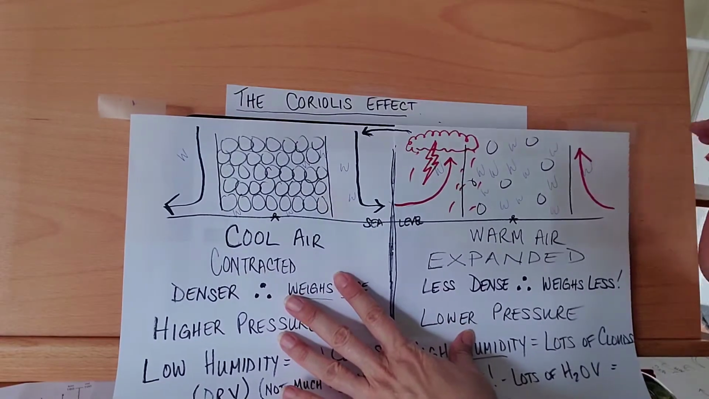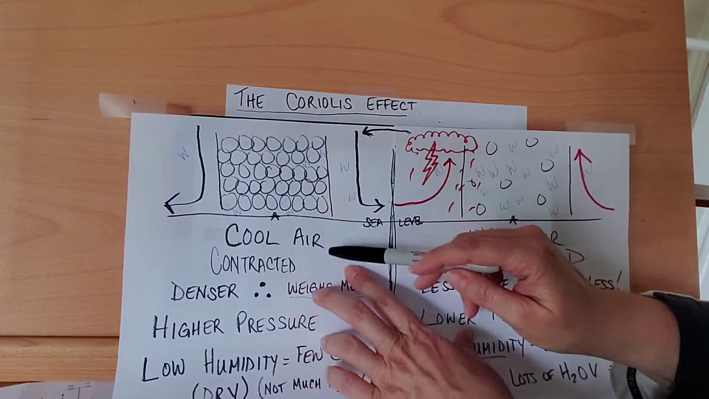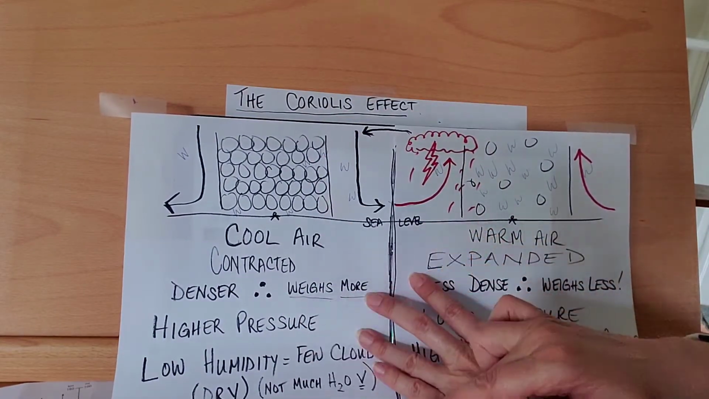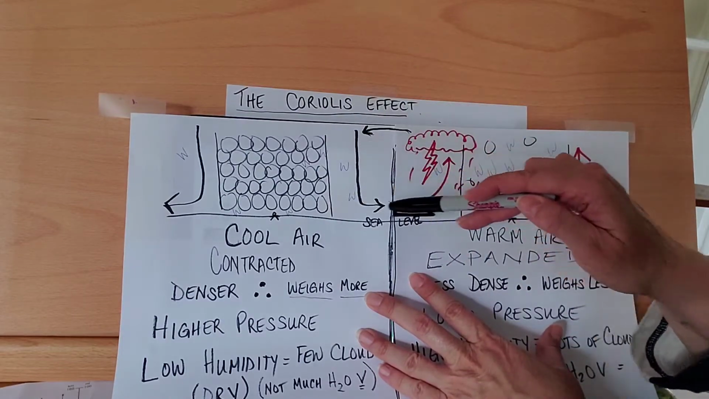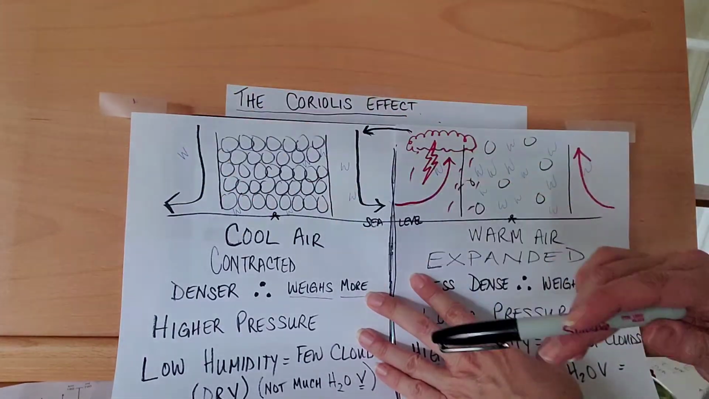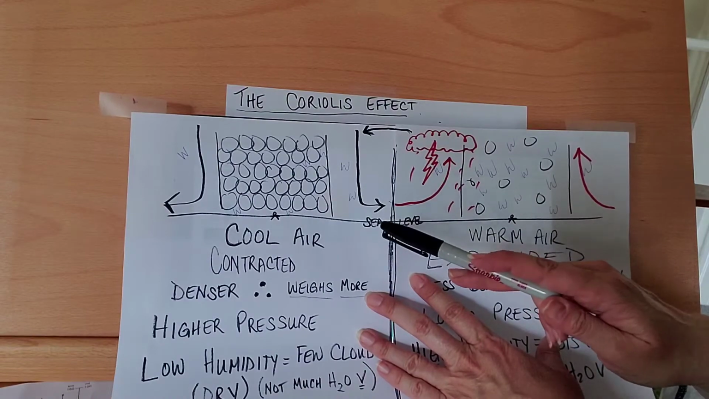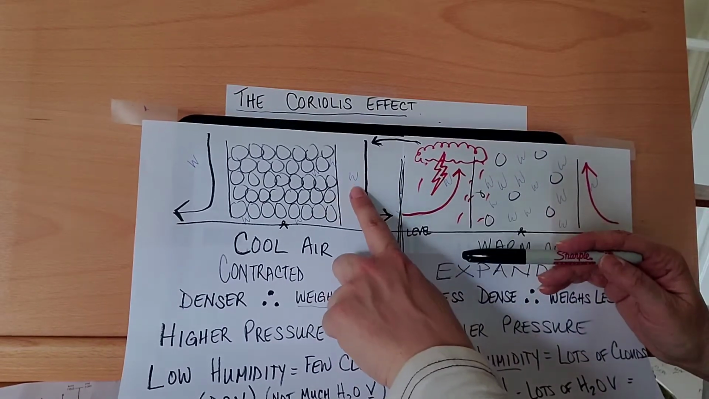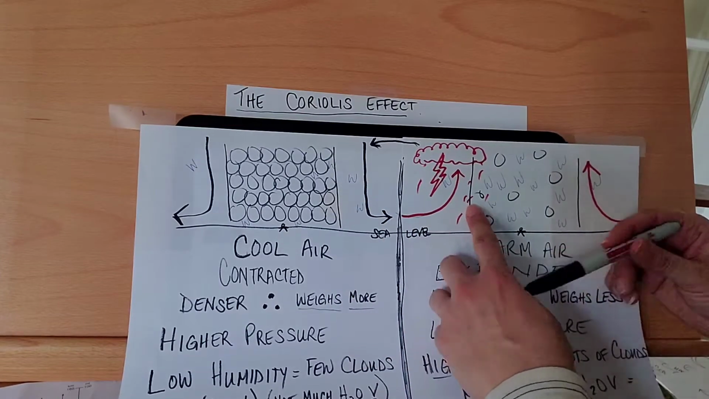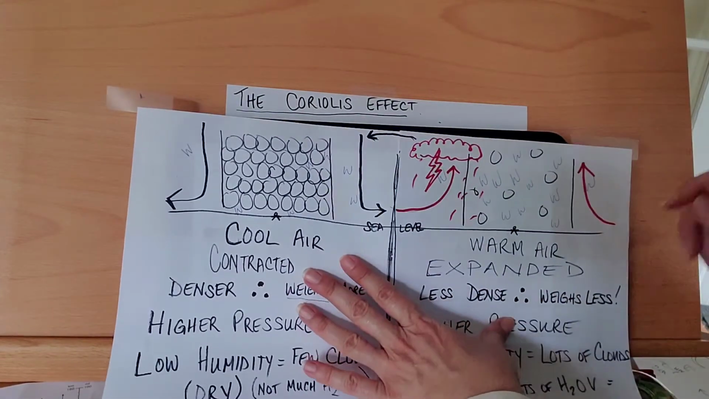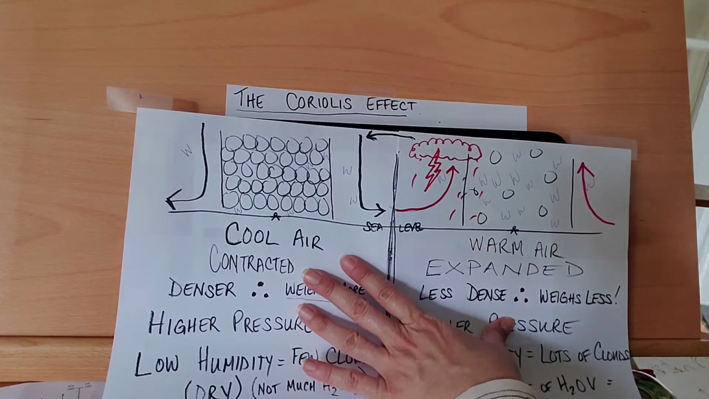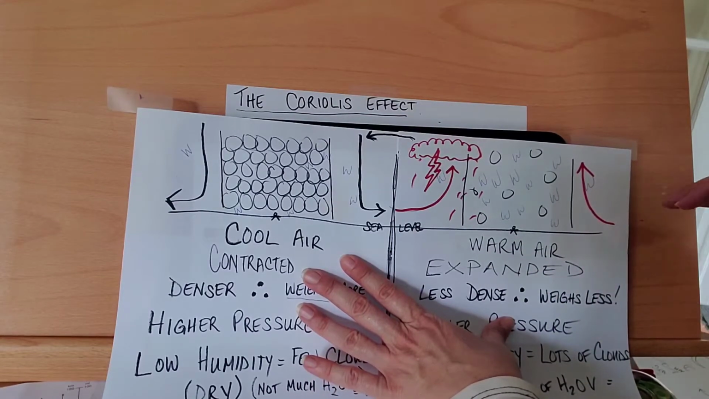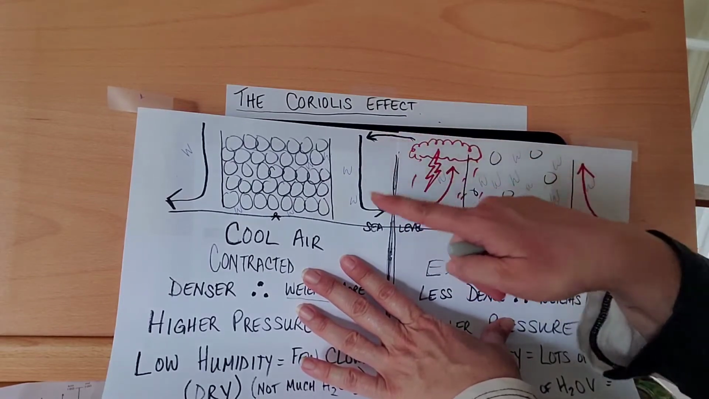At the top of this, high pressure, cool air, contracted, denser, all those things. It drops and spreads out. What you can't see on this profile view is that it goes outward and clockwise. Here, the high blows from the high over to the low, inward and counterclockwise. But what you can't see on this is the spin counterclockwise. But you can see the convection current.